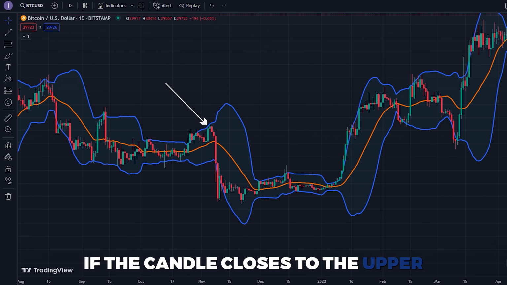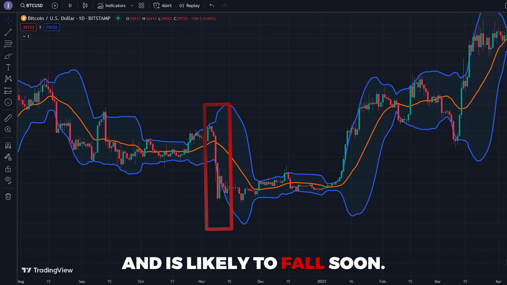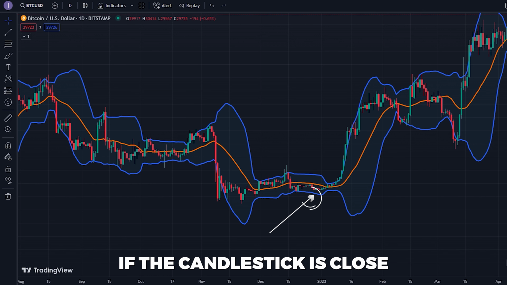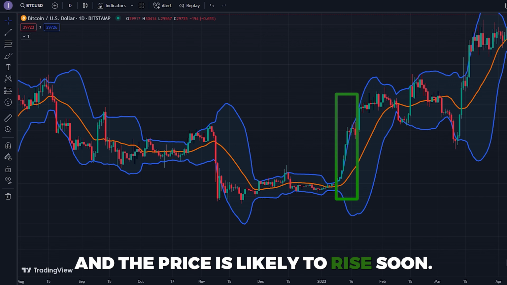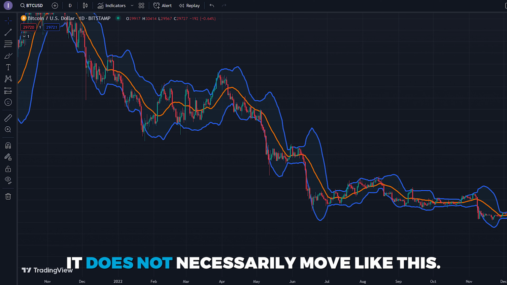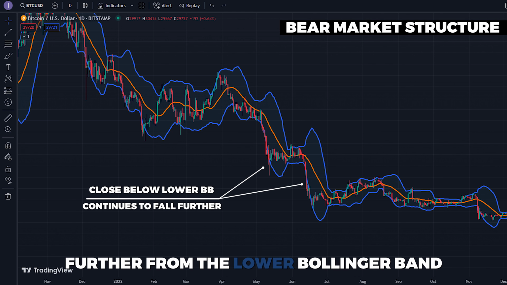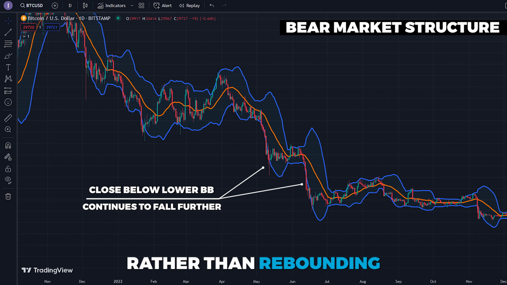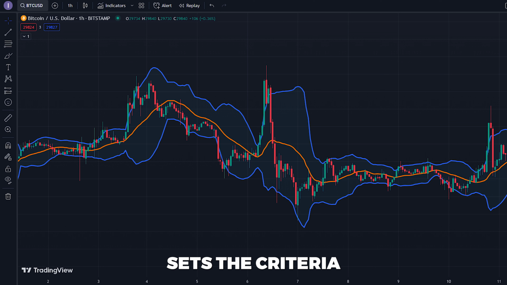If the candle closes near the upper Bollinger Band, the price has risen excessively and is likely to fall soon. Conversely, if the candlestick is close to the bottom of the Bollinger Band, it is oversold and the price is likely to rise soon. However, it does not necessarily move like this. In a bull market, the price may continue to decline further from the lower Bollinger Band, rather than rebounding from the lower Bollinger Band. The Bollinger Band sets the criteria for determining the target price and stop loss.